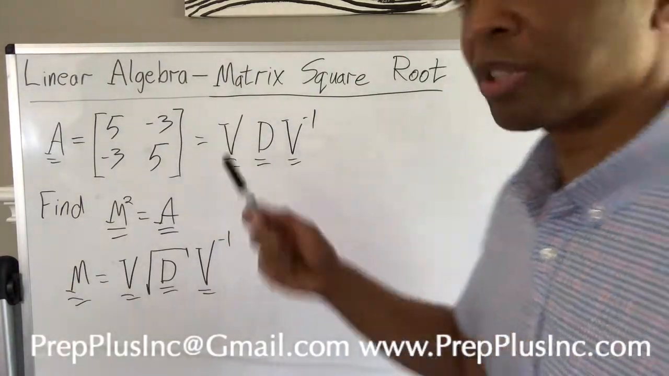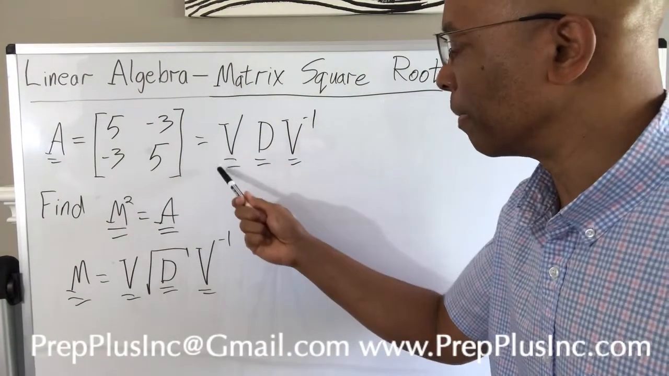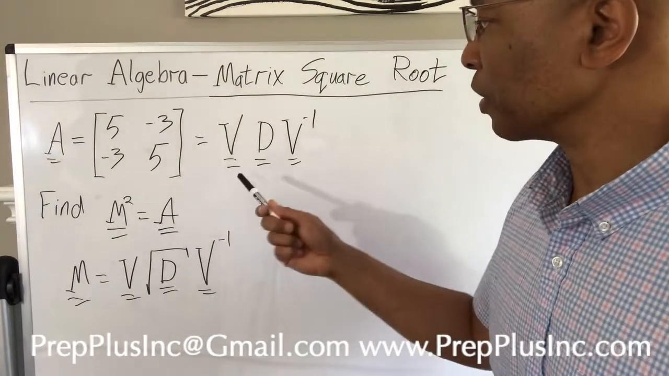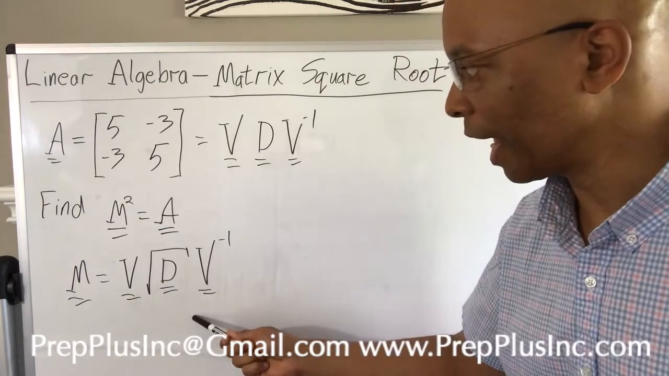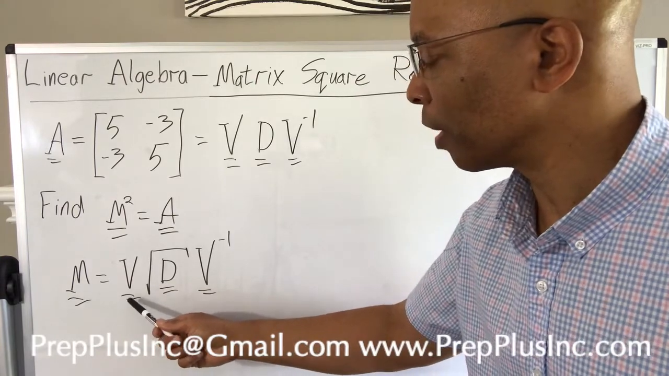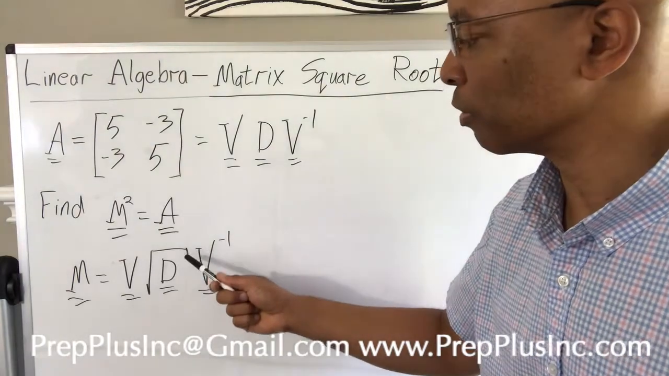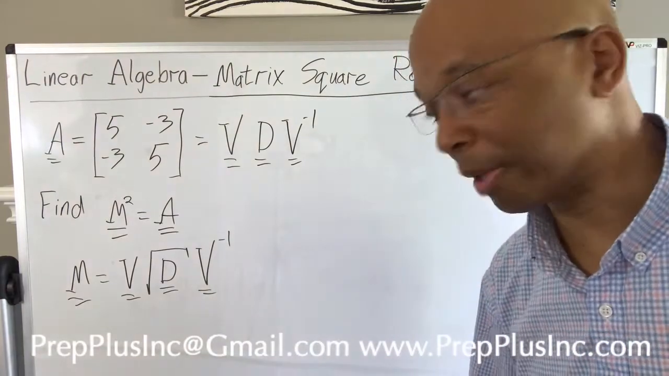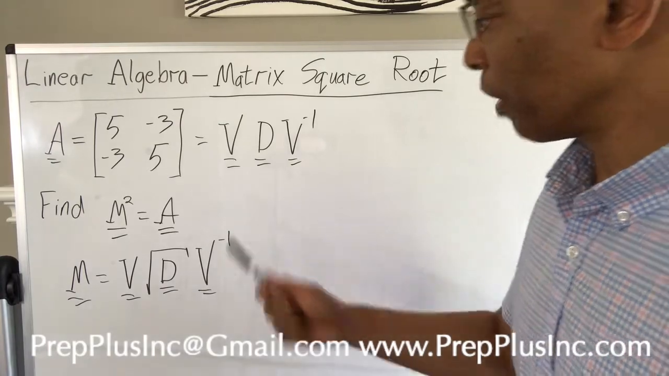If we first solve the eigenvalue problem of A and get the matrix V and the matrix D, then we can use that result to get the solution for the square root of A, where the square root is M equals matrix V times the square root of the diagonal matrix whose elements are the eigenvalues, D, times the inverse of the V matrix. Okay, let's go ahead and do this.